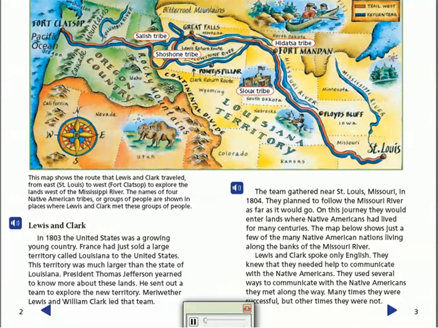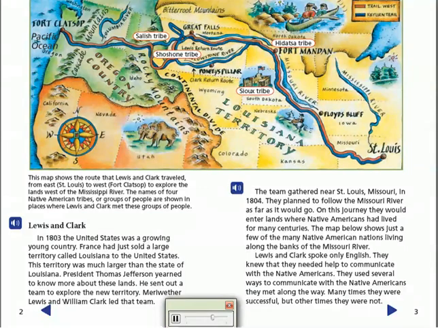The team gathered near St. Louis, Missouri in 1804. They planned to follow the Missouri River as far as it would go. On this journey, they would enter lands where Native Americans had lived for many centuries. The map below shows just a few of the many Native American nations living along the banks of the Missouri River. Lewis and Clark spoke only English.